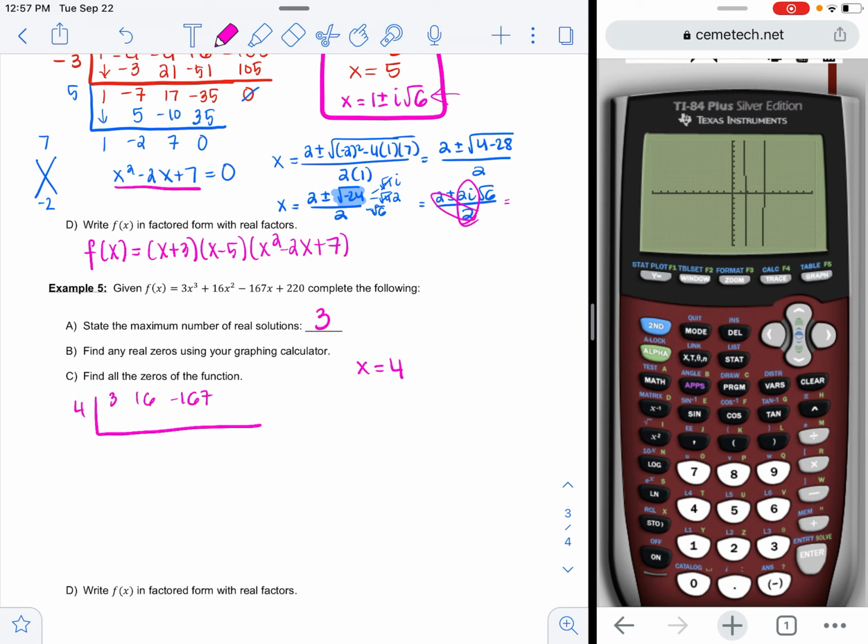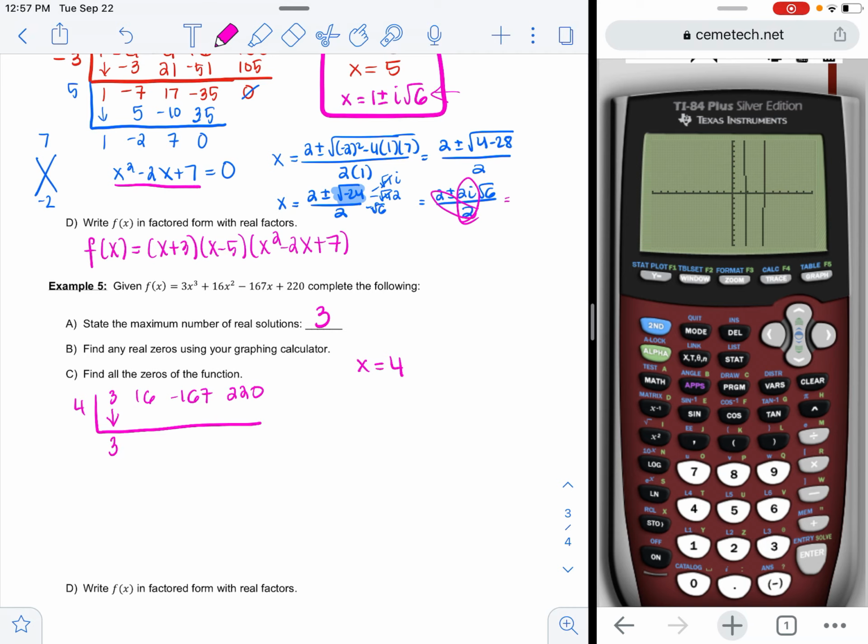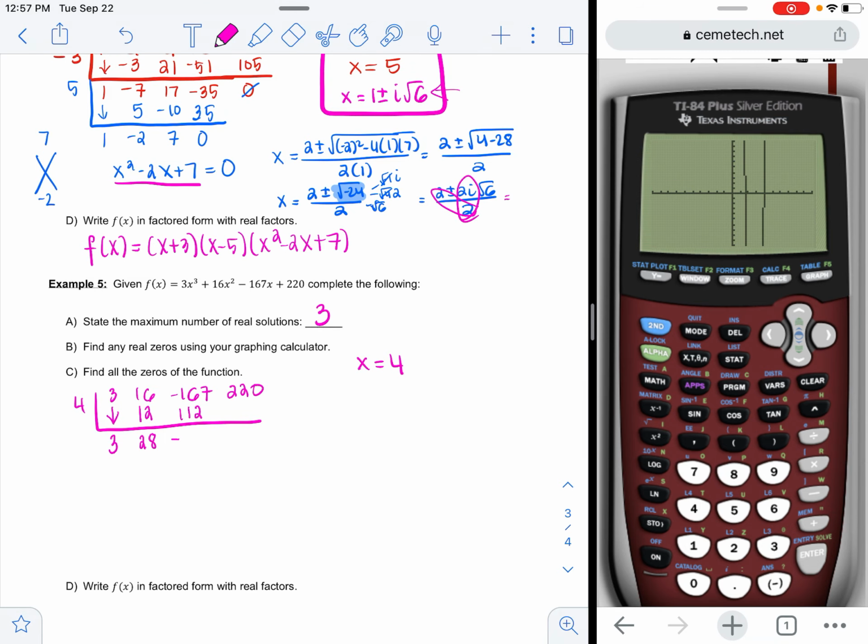This is 3, 16, negative 167, and then 220. All right, numbers are kind of big, so if you need to use your calculator, you can. This is a 3, multiply, that's 12. Add, that's 28. Multiply, okay, so if that was 30, it'd be 120, but 120 minus 8 is 112. Yes. Okay, then this is going to be negative, and then that's 55. And then that's negative 220, which is 0. Look at that, I did it.